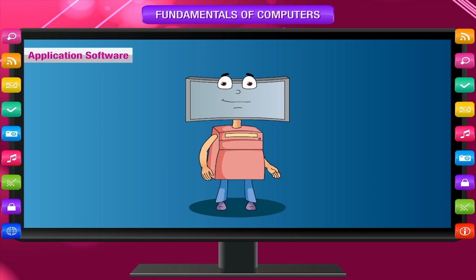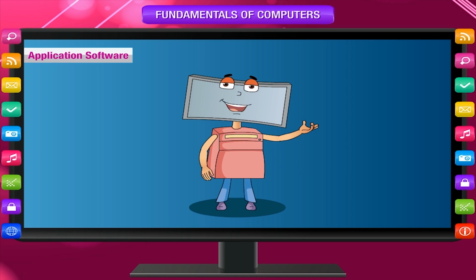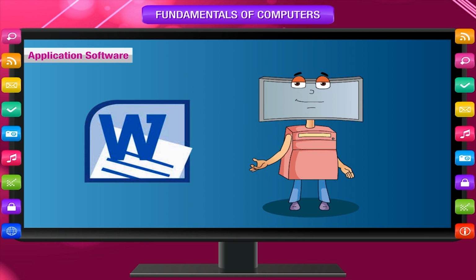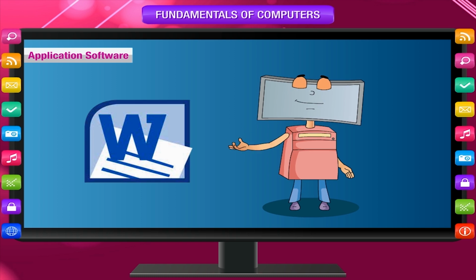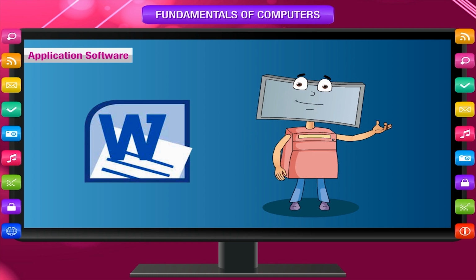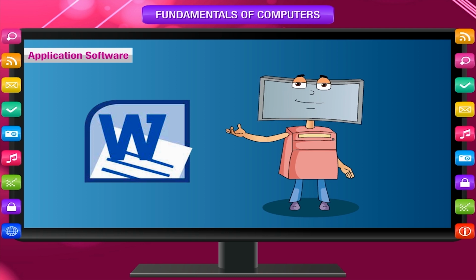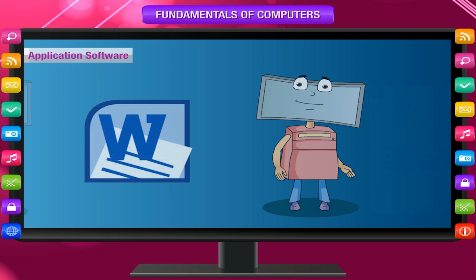Application software. The software that is designed for a specific purpose is called application software. It helps the user as a tool to do a particular type of job. For example, MS Word helps you to write or type letters, notes, notices for notice board, etc. Different types of application software are available for different kinds of applications.